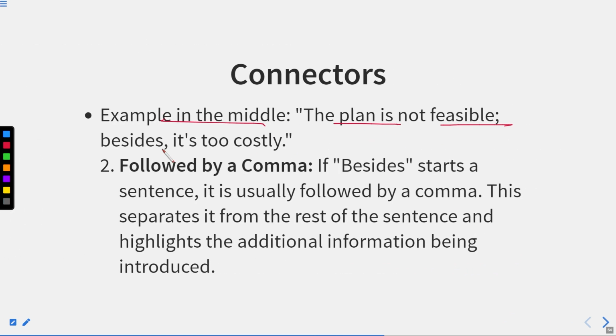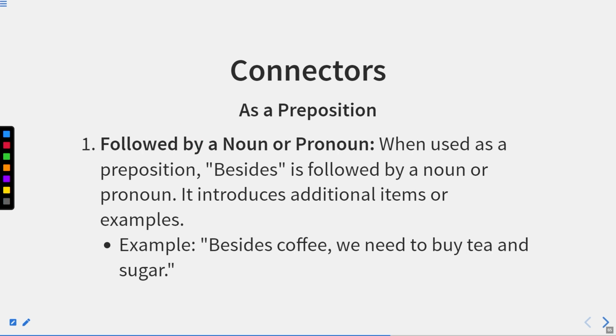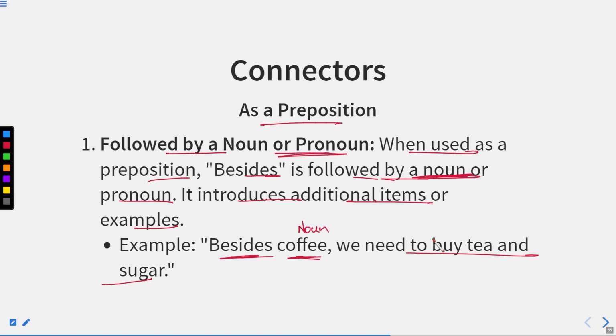Example in the middle: The plan is not feasible, besides it is too costly. Followed by a comma. If besides starts a sentence, it is usually followed by a comma. This separates it from the rest of the sentence and highlights the additional information being introduced. Followed by a noun or noun phrase if it is used as a preposition. When used as a preposition, besides is followed by a noun or pronoun. It introduces additional items or examples. For example, besides coffee, so coffee is a noun. Okay, we need to buy tea and sugar. So this is the entire sentence structure with subject plus verb plus object, whereas this is either a noun or the noun phrase.